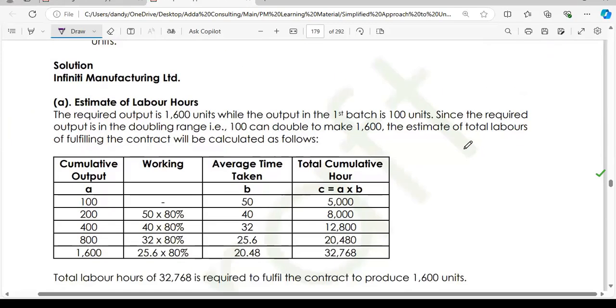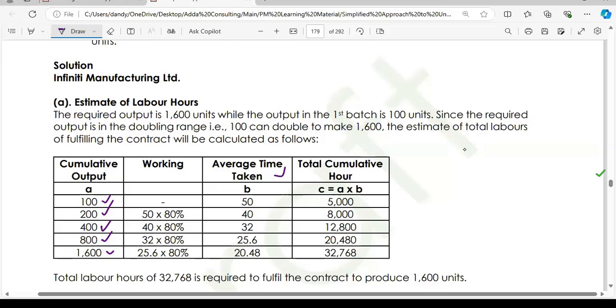Now, like I said, for the cumulative output, I will go to the question, the first batch, we have identified that this first batch of 100 can be doubled to 200. 200 can double to 400. 400 can double to 800, then 800 to 1,600. I will go back to the question. I want to determine the average time taken to produce.